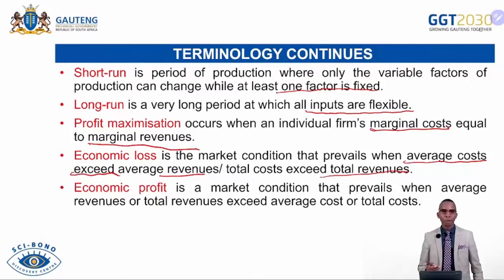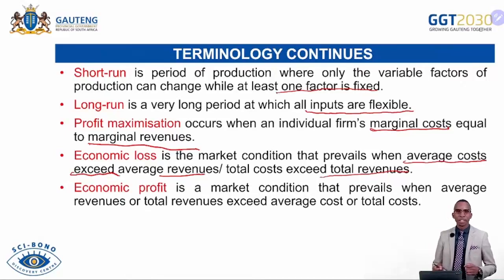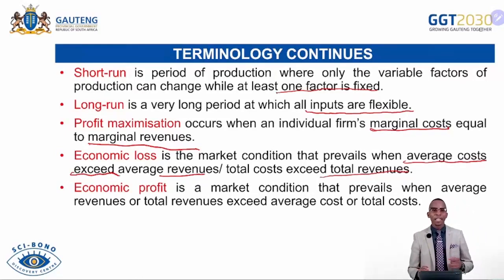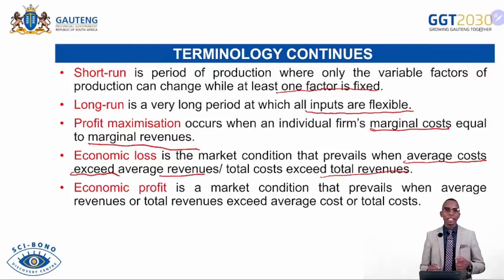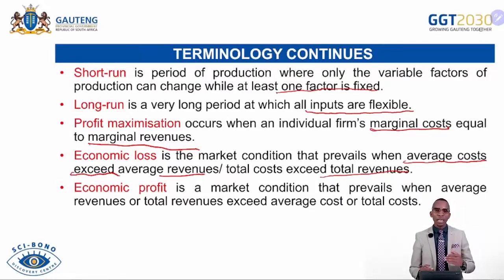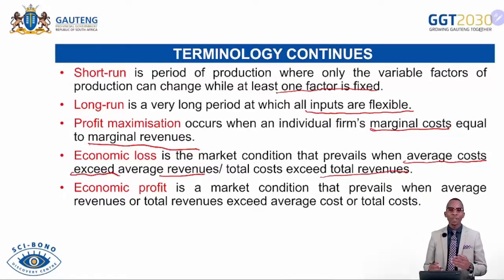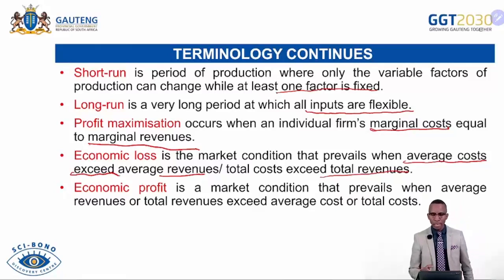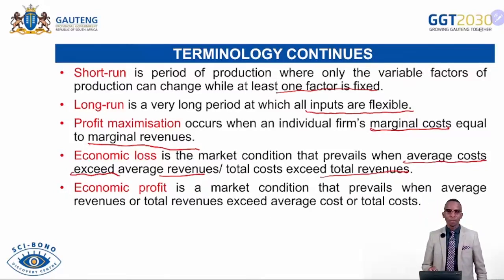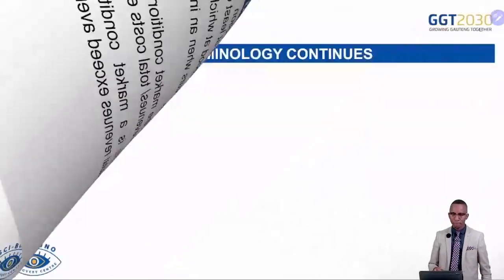And then economic profit or supernormal profit. This is the market condition that prevails when the average revenues received or earned in the business exceed, or are greater than, what we call average cost, or the total revenues earned or received are greater than, or are more than, the total cost of doing the business. That one is known as the economic profit or supernormal profit.